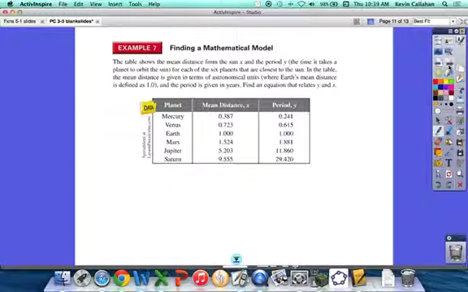So let's look at this right here. I've already loaded the data in my calculator, so it's not going to take too long. We're going to try to find a mathematical model. This table shows the mean distance from the sun and the period, the time that it takes for the planet to orbit the sun, for these 6 planets, which are closest to the sun. In the table, the mean distance is given in terms of astronomical units, where the Earth's mean distance is defined as 1, and the period is also.